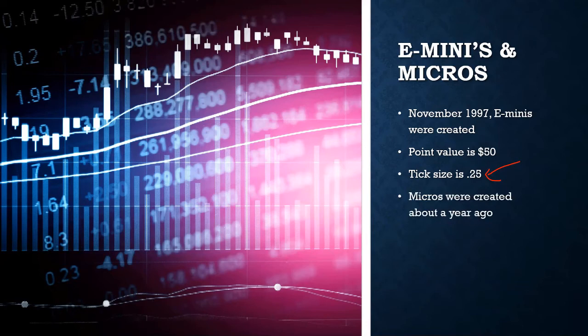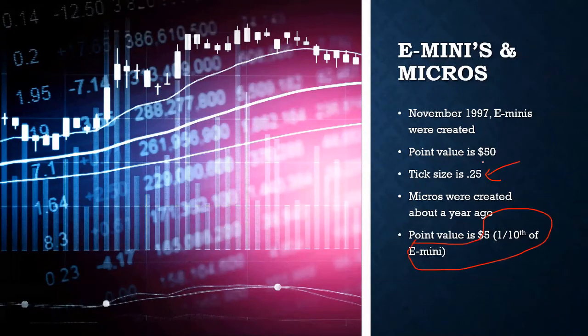Micros were created about a year ago, and I don't remember the exact date. The point value is $5, 1/10 of the E-mini. So it's 1/10 of the E-mini, same as the E-mini was 1/10 of the big pit traded S&P before it split. It was 500. Then they made it 250. So it was 1/5 after the split, but 1/10 prior to November 1997. So it's important to understand volatility and the history of how it changes. And so tick size is still 0.25.